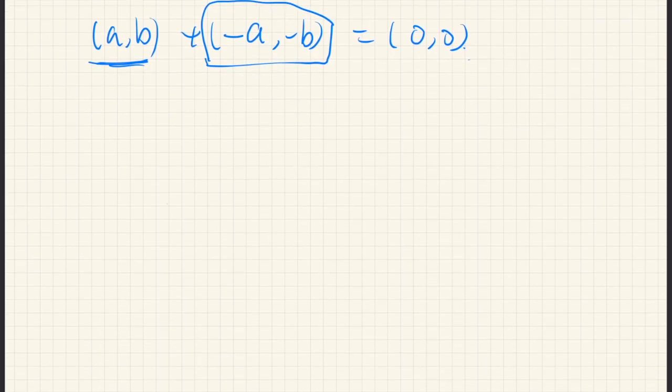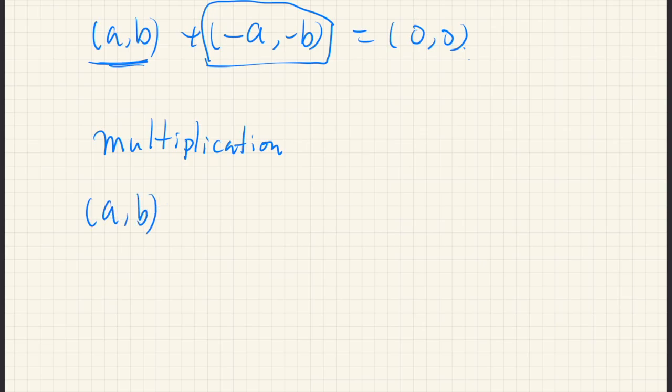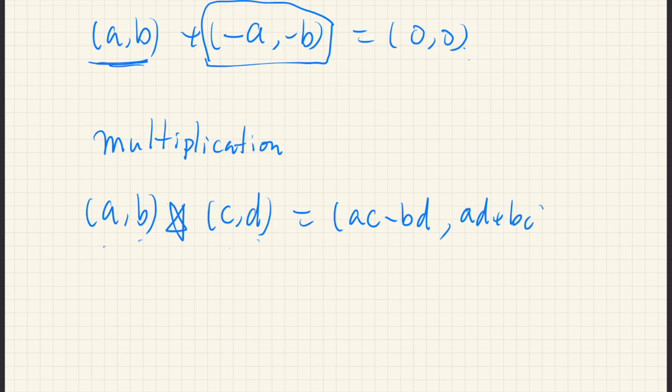And next, we define multiplication between two pairs of real numbers. If we have (a, b) and (c, d), we denote multiplication by the symbol star. This is not defined as element-wise multiplication, but instead we define it as (ac minus bd, ad plus bc). This may look strange, but as we'll see, this works out fine.